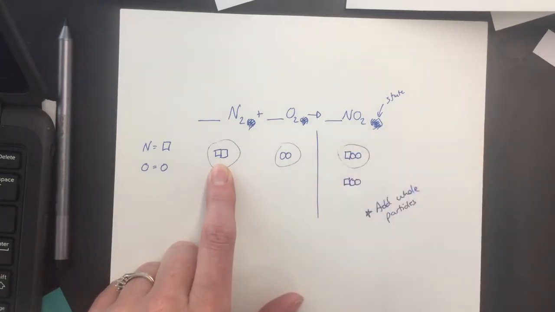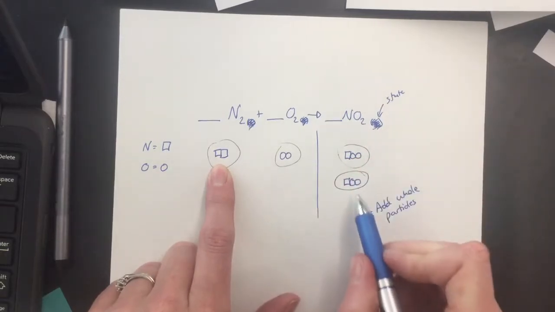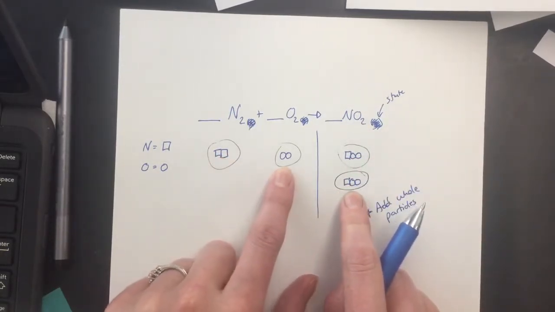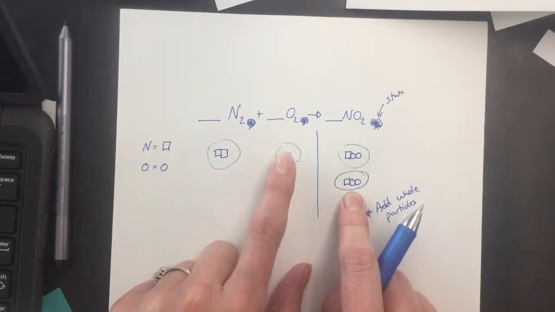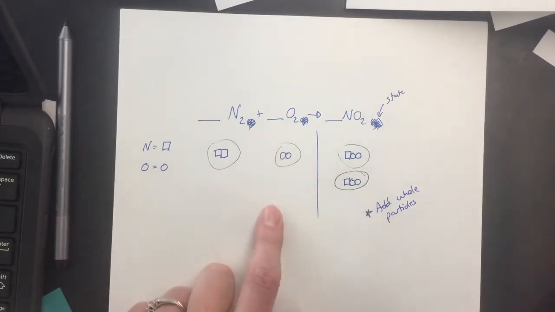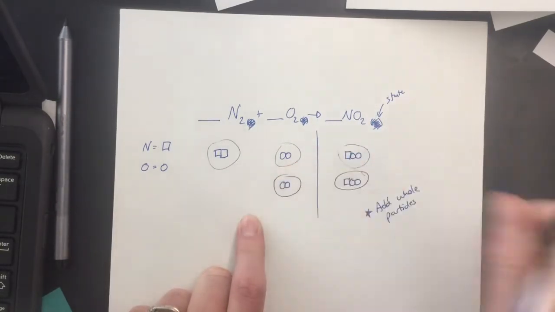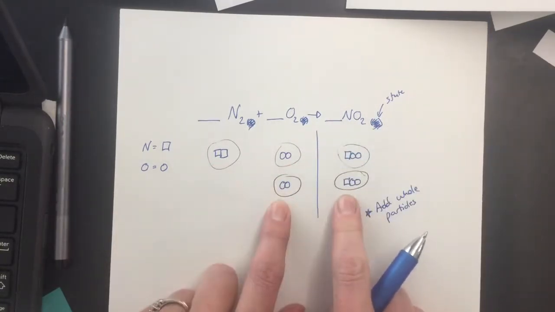That whole particle, though. I got to add the whole particle. So there it is, the whole particle. So now my squares are good, but oops, now my circles aren't. So now I got to add more circles on this side. So I'm going to add, again, the whole particle. And now I have the same amount of everything.